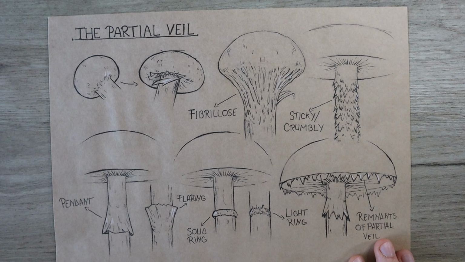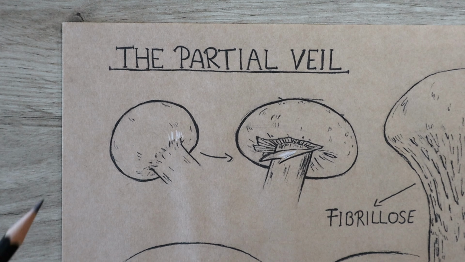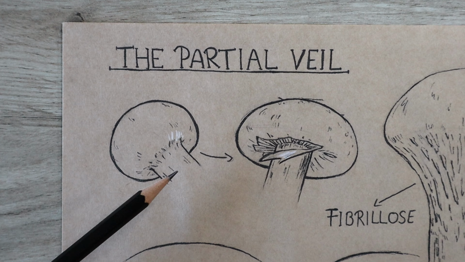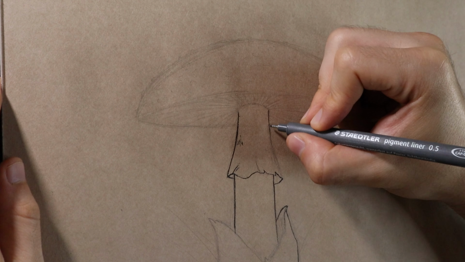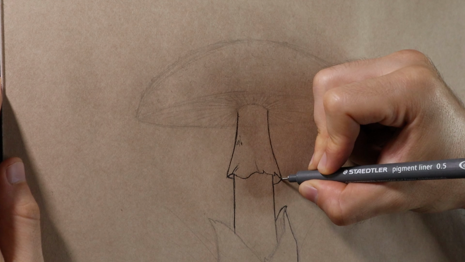To understand what the partial veil is, we can look at this representation of a button mushroom. Here we can see that the cap and stem are connected by a tissue. This tissue is designed to protect the spore-bearing structures of the mushroom. As the mushroom grows, that tissue breaks, revealing the gills underneath. And whatever piece of tissue remains on the stem is what constitutes the annulus.